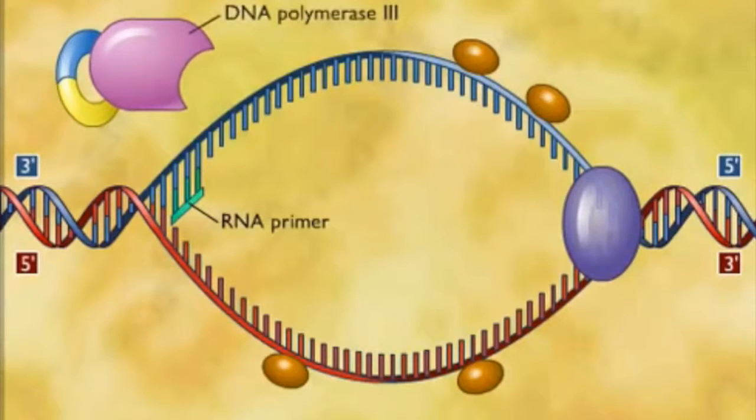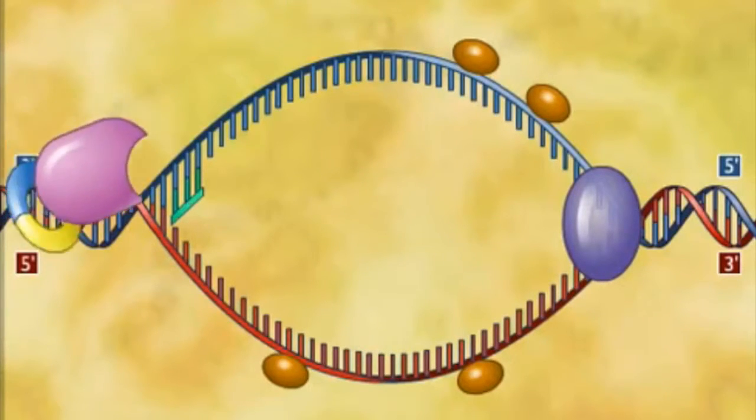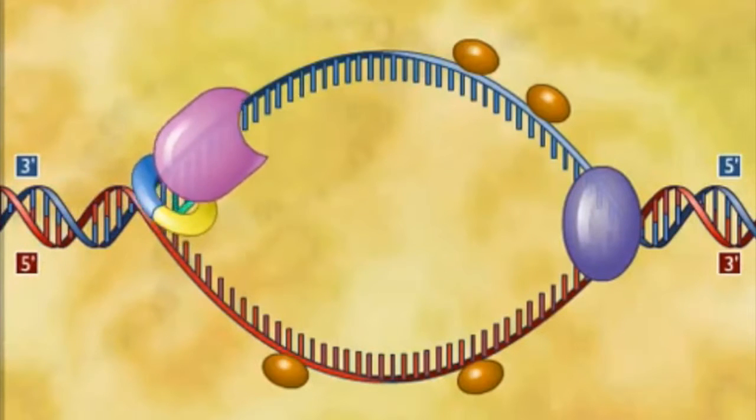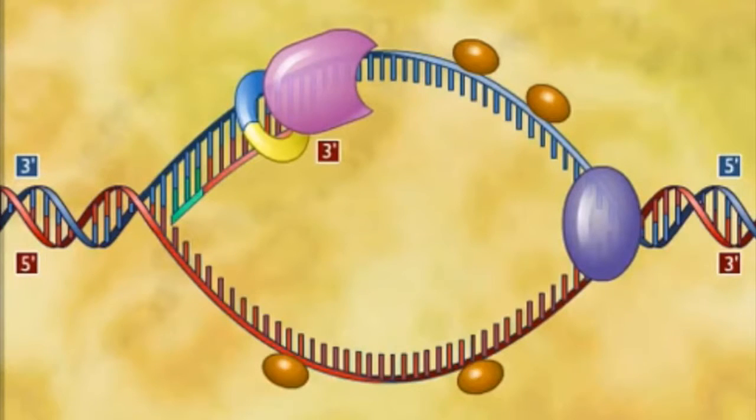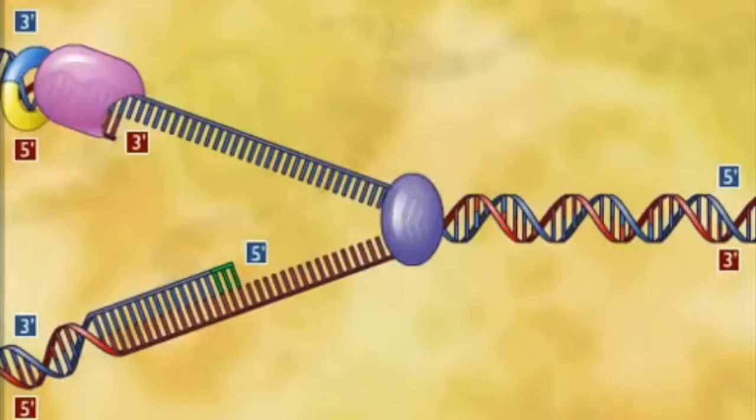Primase synthesizes RNA primers using the parental DNA as a template. Enzymes called DNA polymerase catalyze the synthesis of new DNA by adding nucleotides to a pre-existing chain. DNA polymerases can add nucleotides only to the free 3' end of a primer or growing DNA strand, never to the 5' end. Thus, a DNA strand can only elongate in the 5' to 3' direction.